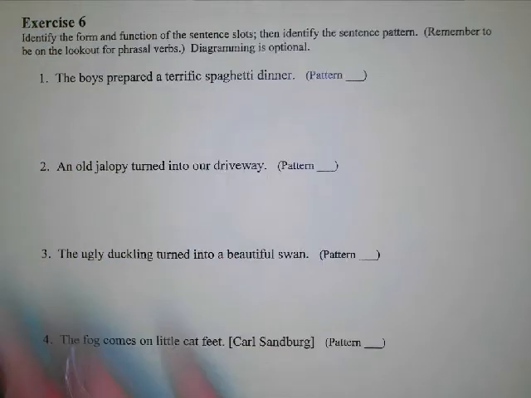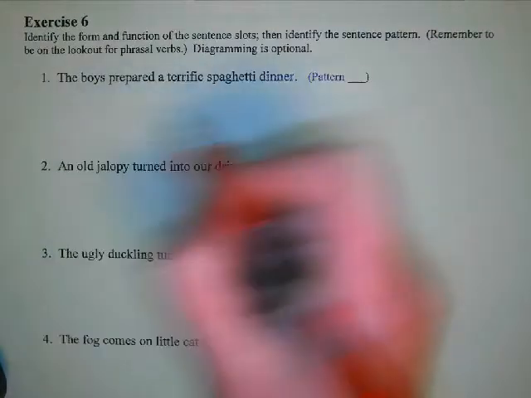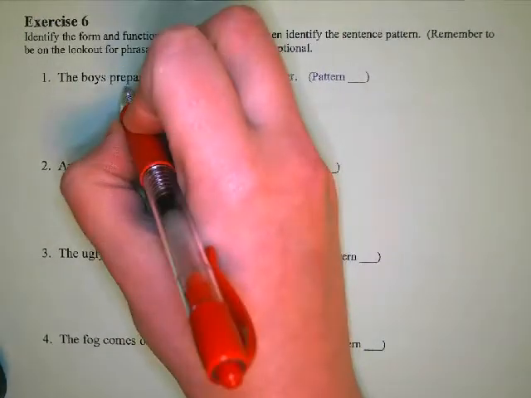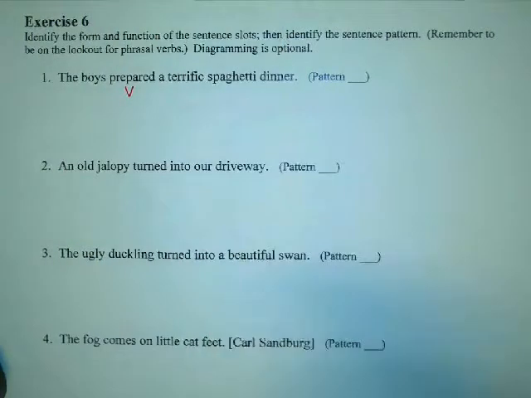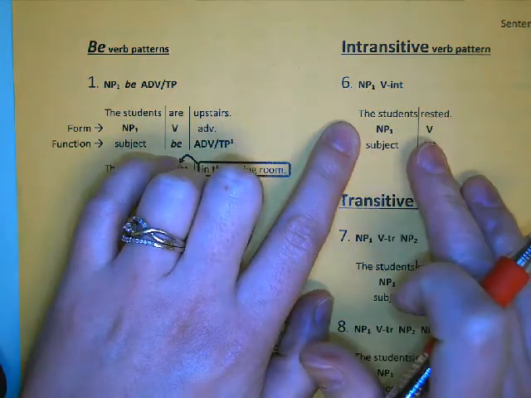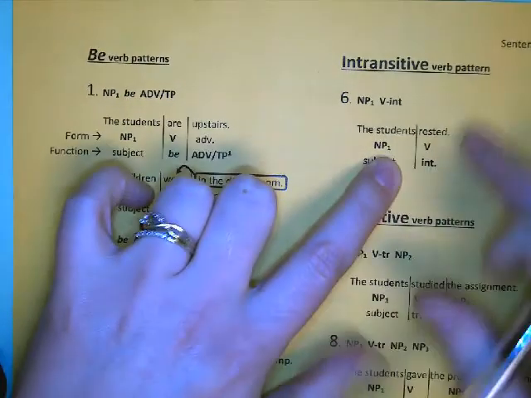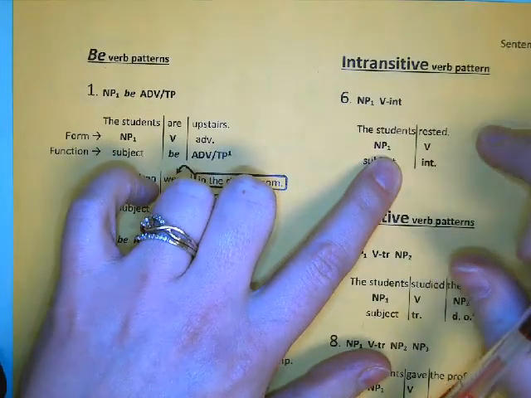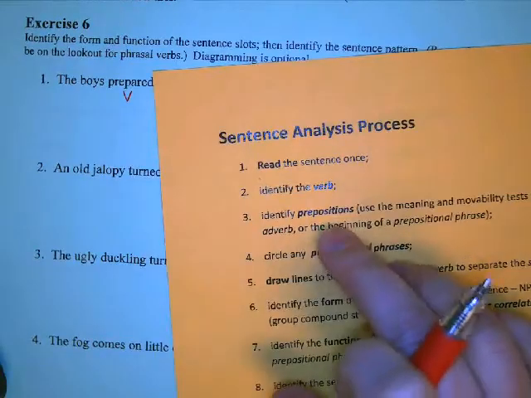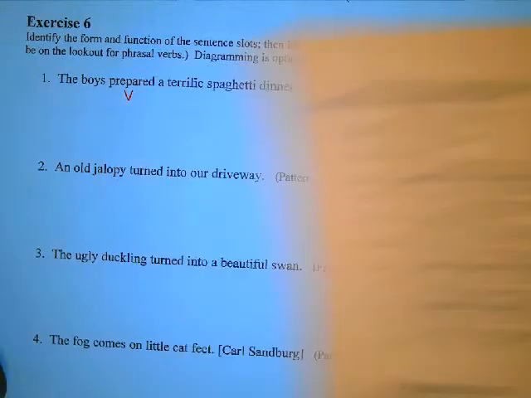So let's go through our first sentence. The boy prepared a terrific spaghetti dinner. So if we look for our verb, we say, okay, I think it's prepared. Don't draw your lines just yet because remember we could have an intransitive verb, so it's a possibility, or a transitive verb really. It's a possibility there could be a preposition after that maybe belongs with that verb. So if you draw your lines before you start looking for prepositions, you can miss that intransitive verb situation.